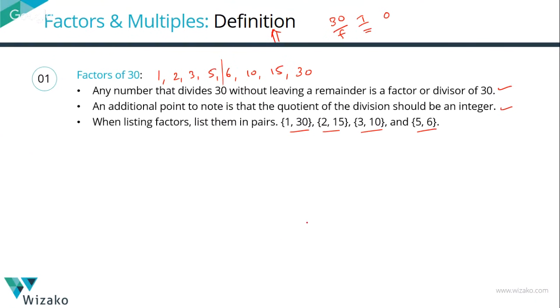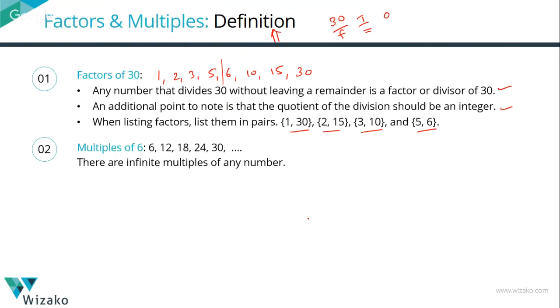Right? Let's move on. What are multiples? Multiples are pretty simple. We've done multiplication tables all our lives. Multiples of 6 are 6, 12, 18, 24, and it goes on up to infinity. There are infinite multiples for a number.